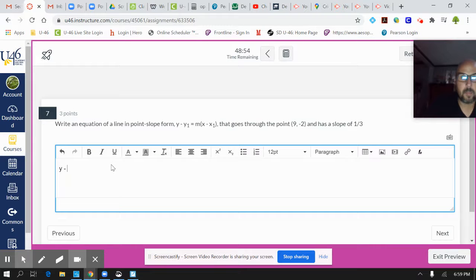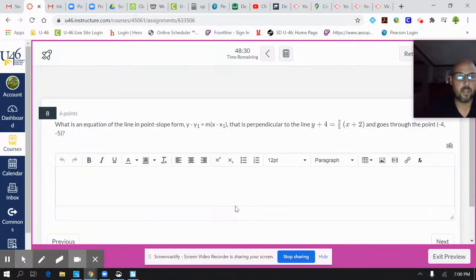So y minus the y value equals the slope times x minus the x value. Technically that's correct, but don't ever leave it like minus a negative. That's always plus. Y minus negative 2 is y plus 2, equals 1/3 times x minus 9.